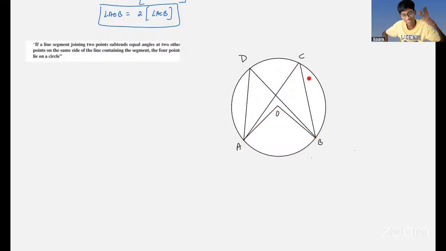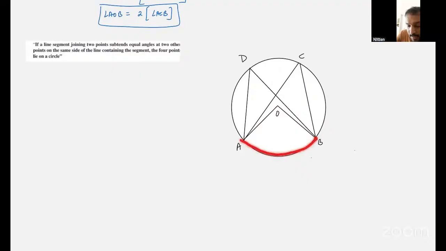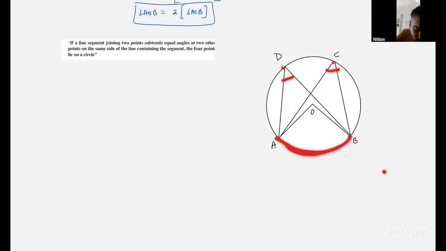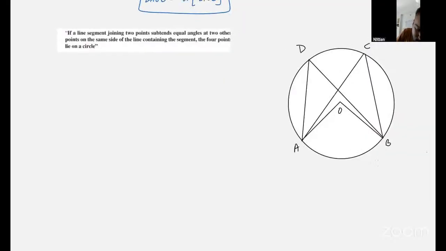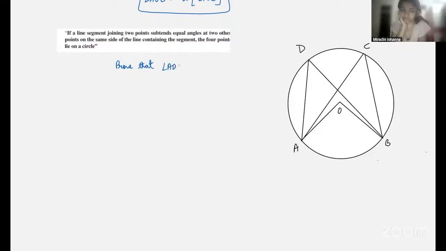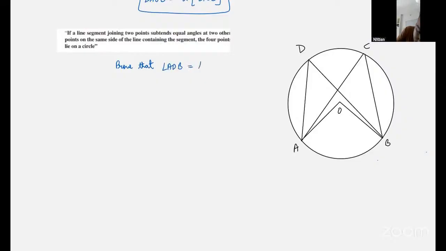Same as last time. So this says that if an arc makes the angle on the circumference, all the angles made on the circumference are equal. So we have to prove that angle ADB is equal to angle ACB. Means this angle is equal to this. We have to prove that.